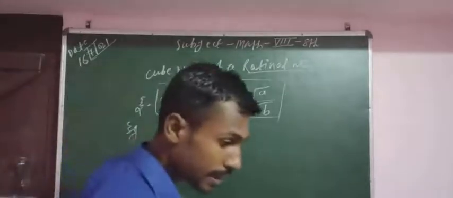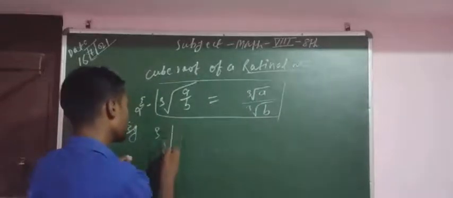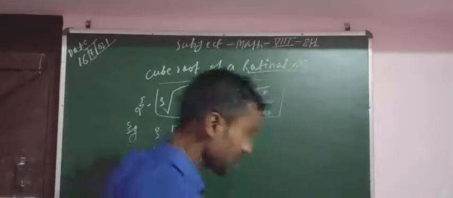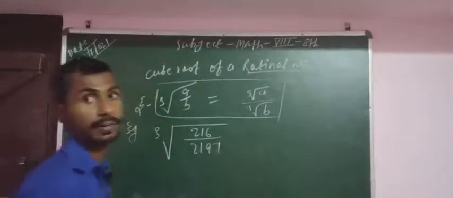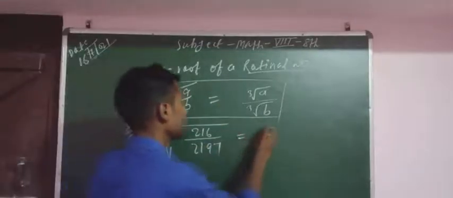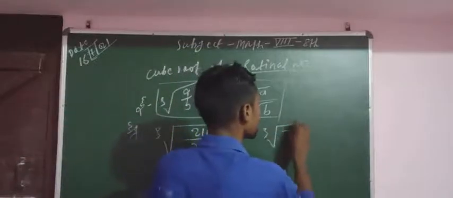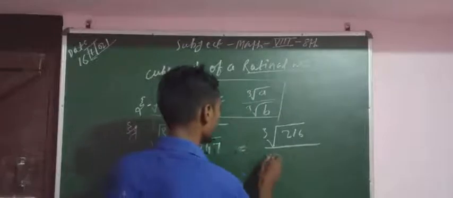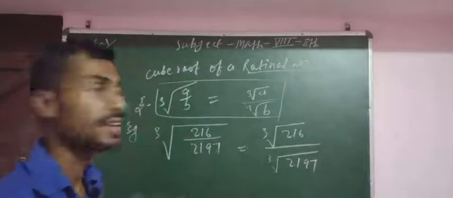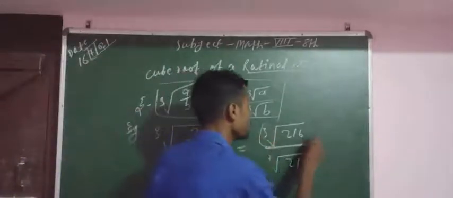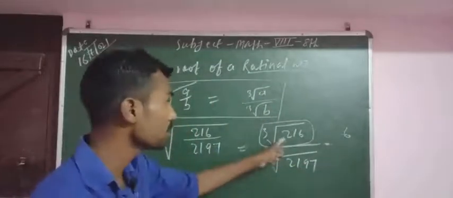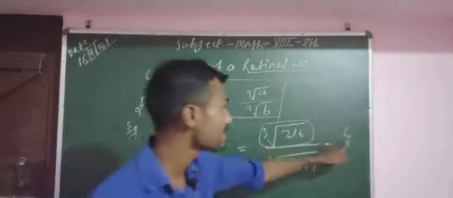The example is that 216 by 2197. Again, we will use this concept. That means cube root of 216 and cube root of 2197. So as we know, this will be equal to what? 6. I have just found the value. What is the cube root of 216? That means 6 and 2197.